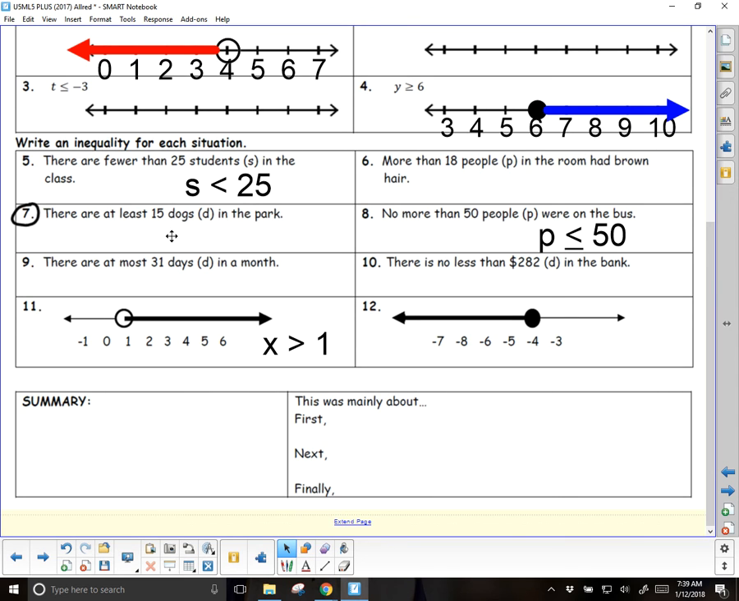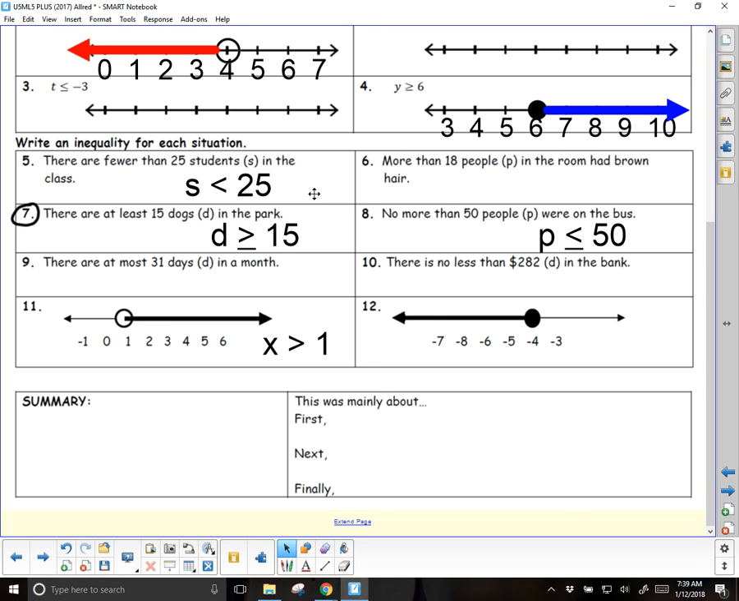Awesome job there on that one. You should have said there are at least 15 dogs in the park. D is greater than or equal to 15. There were definitely 15 dogs in the park. There could have been more. So D is greater than or equal to 15 right there for number 7.